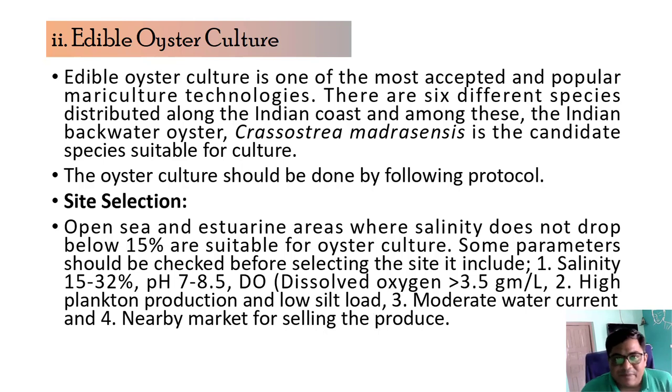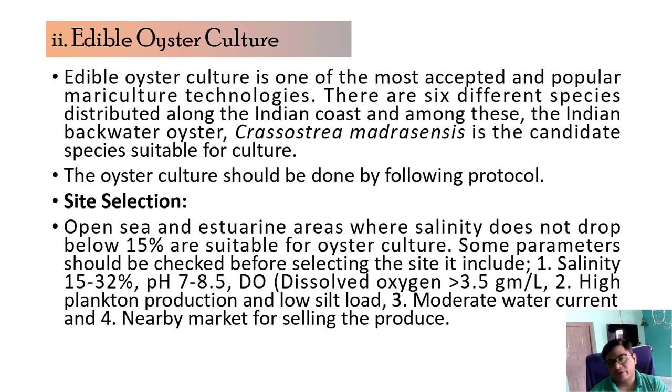Along with the salinity, some other parameters are also important, and they should be checked before selecting the site. Number 1, as just discussed, is the salinity, which should be 15 to 32%. Then a very important parameter is the pH, that is the hydrogen ion concentration. The oysters need alkaline water, so a pH from 7 to 8.5 is good for the growth of this oyster. Then another very important characteristic is the dissolved oxygen. Dissolved oxygen greater than 3.5 gram per liter should be there if you select any site. So remember the DO.